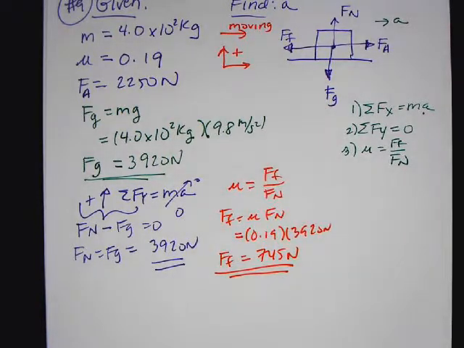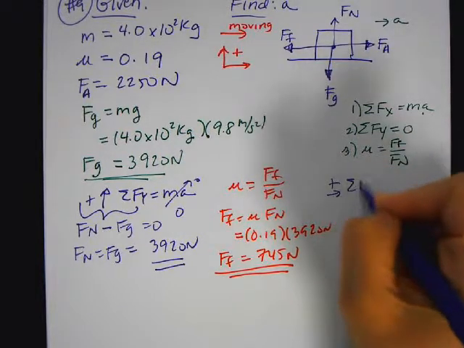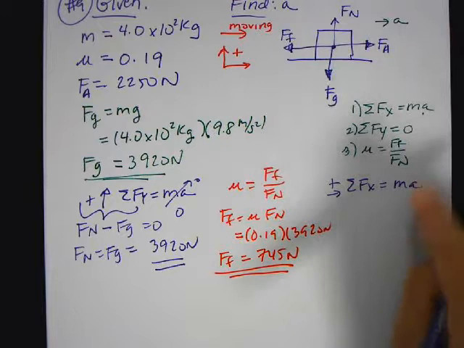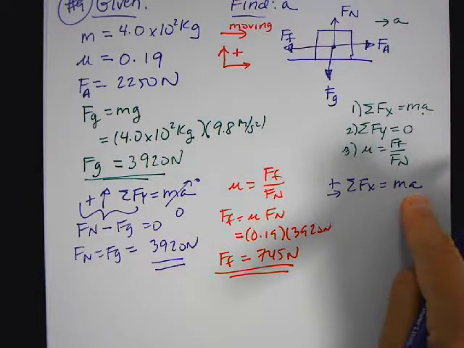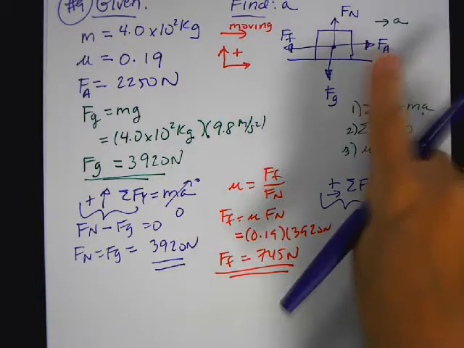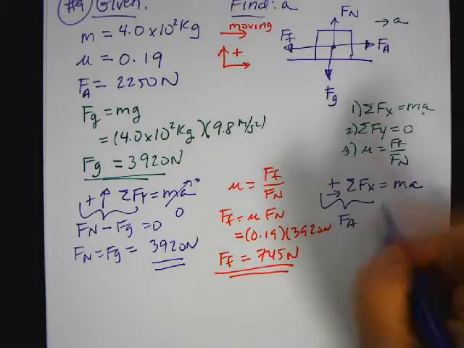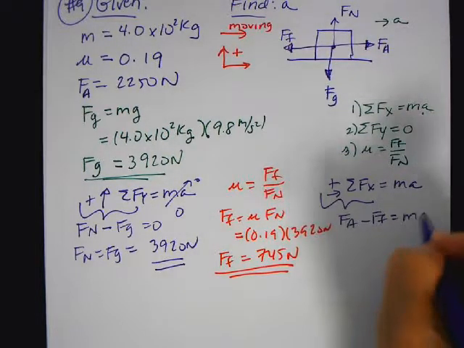The last thing I can do is use sum forces horizontally. So I'm going to say summation of F of x is equal to ma. Is this accelerating? Yes, that's what I'm solving for, so this doesn't go to 0. I look at my free body diagram. Fa is positive, Ff is negative, and that's equal to ma.